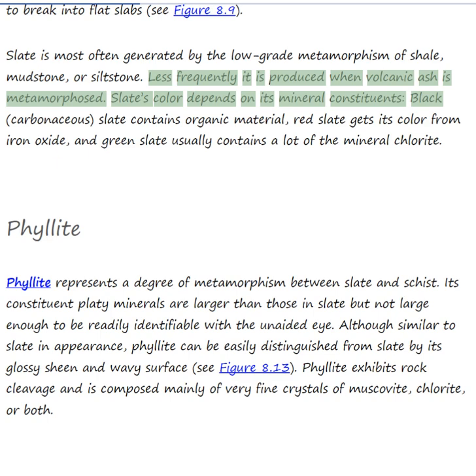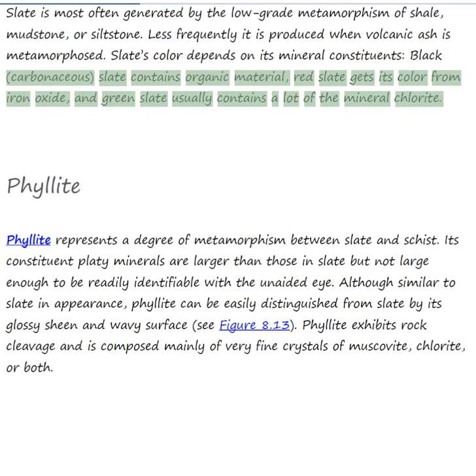Slate's color depends on its mineral constituents. Black slate contains organic material. Red slate gets its color from iron oxide, and green slate usually contains a lot of the mineral chlorite.